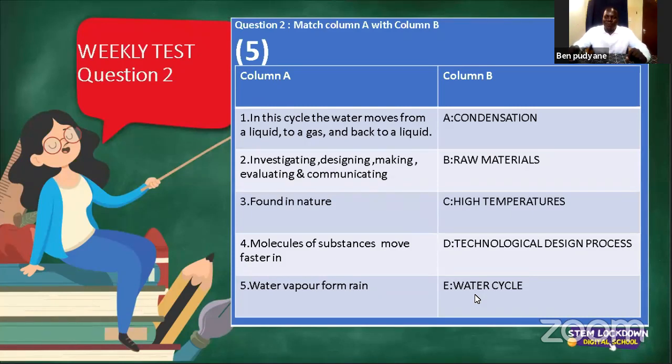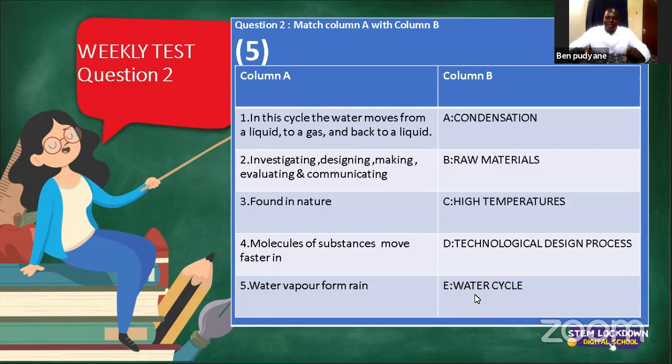Question 2, you match column A and B. Now, number 1, in this cycle, water moves from liquid to gas and back to liquid. Then I have A, B, C, D, E. You choose one from A up to E. Number 2, investigating, designing, making, evaluating, and communicating. What is that? A up to E, you choose one.